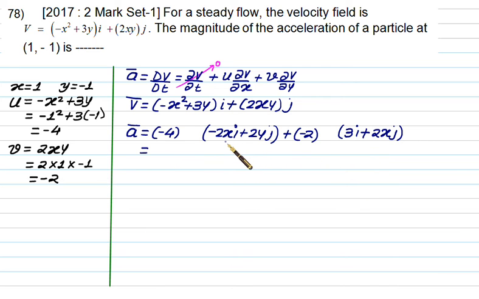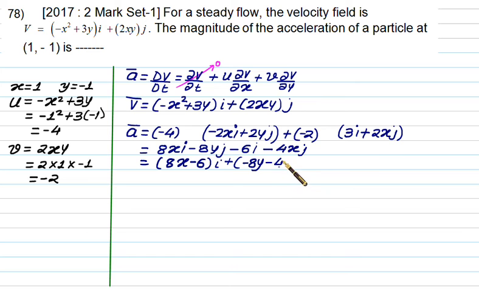So minus 4 times minus 2x i will be equal to 8x i. Minus 4 into 2y will be equal to minus 8y j. Minus 2 into 3i is minus 6i. And minus 2 into 2x is minus 4x j. So we collect the coefficient of i: we get 8x minus 6 i plus minus 8y minus 4x j.